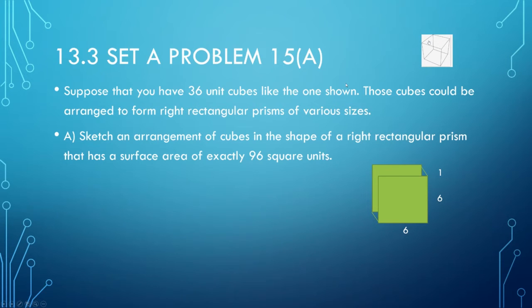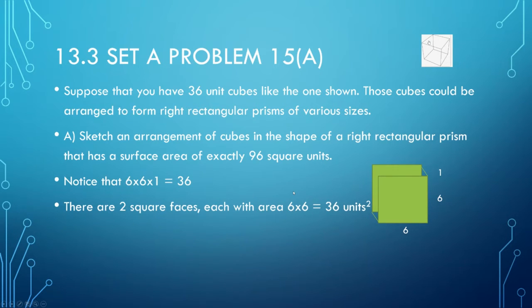Part A says, sketch an arrangement of cubes in the shape of a right rectangular prism that has a surface area of exactly 96 square units. So what I did was I basically made a square that was 6 by 6. So the length and the height are both 6 and the width is just 1. And notice that if you multiply 6 times 6 times 1, you get 36. So we need to have the volume being 36.